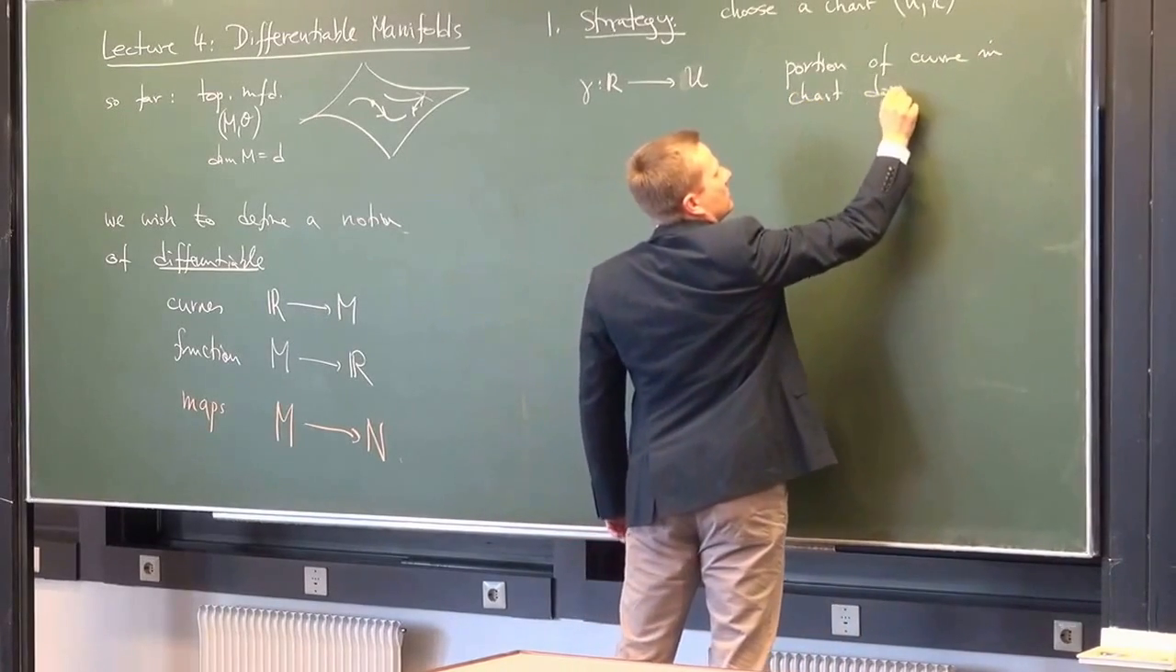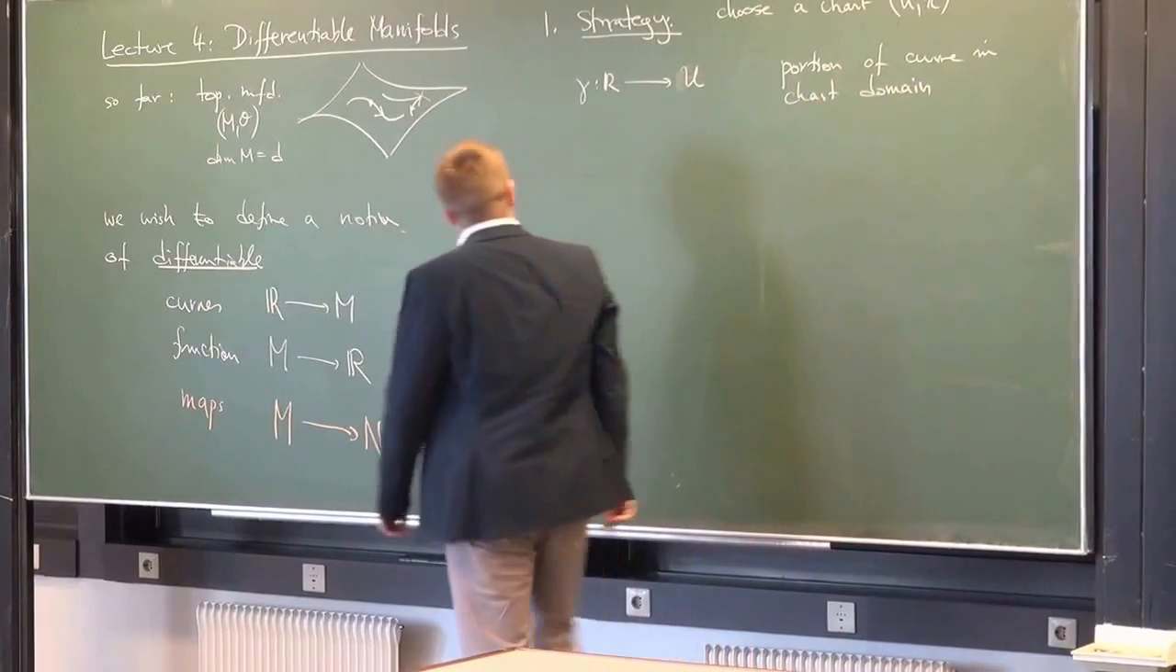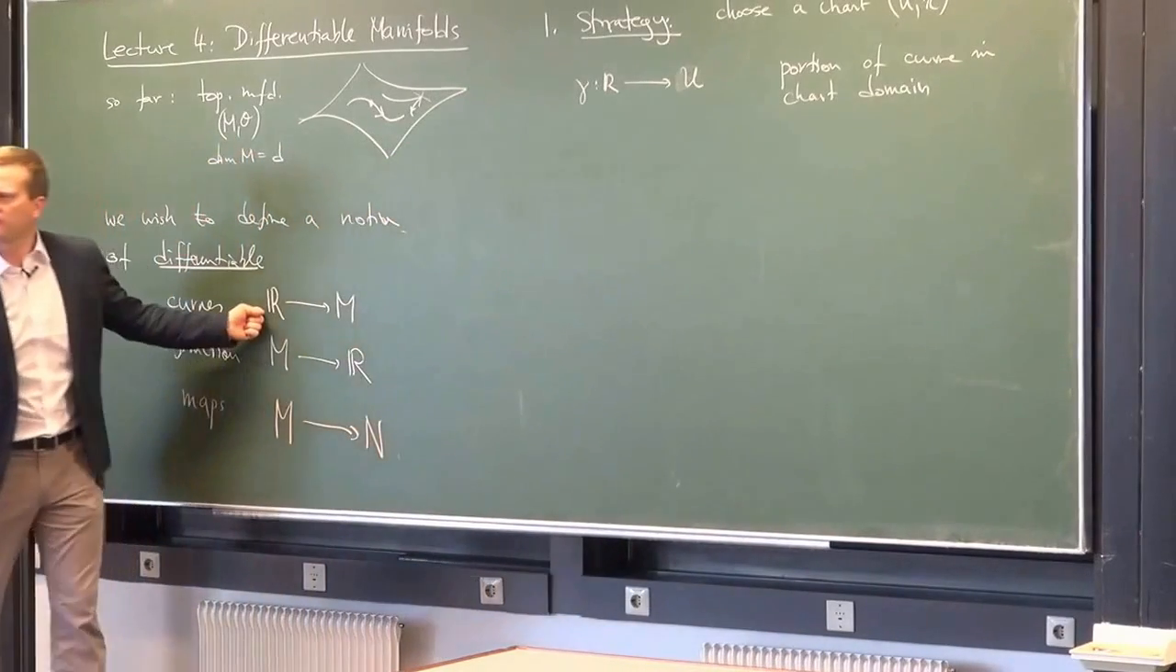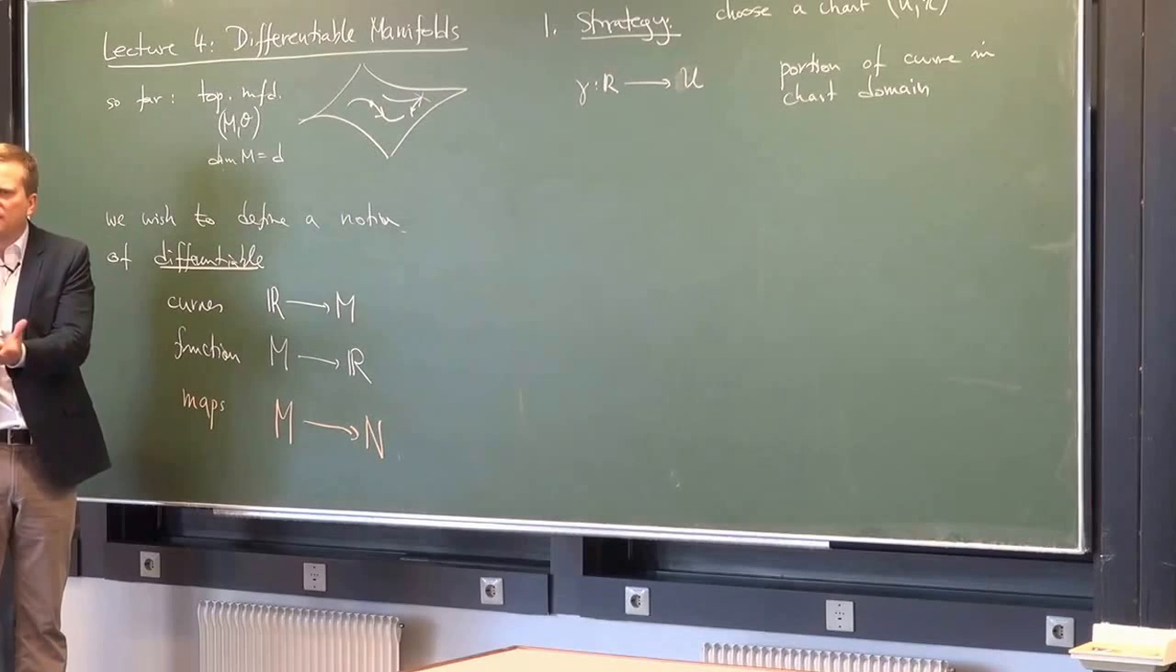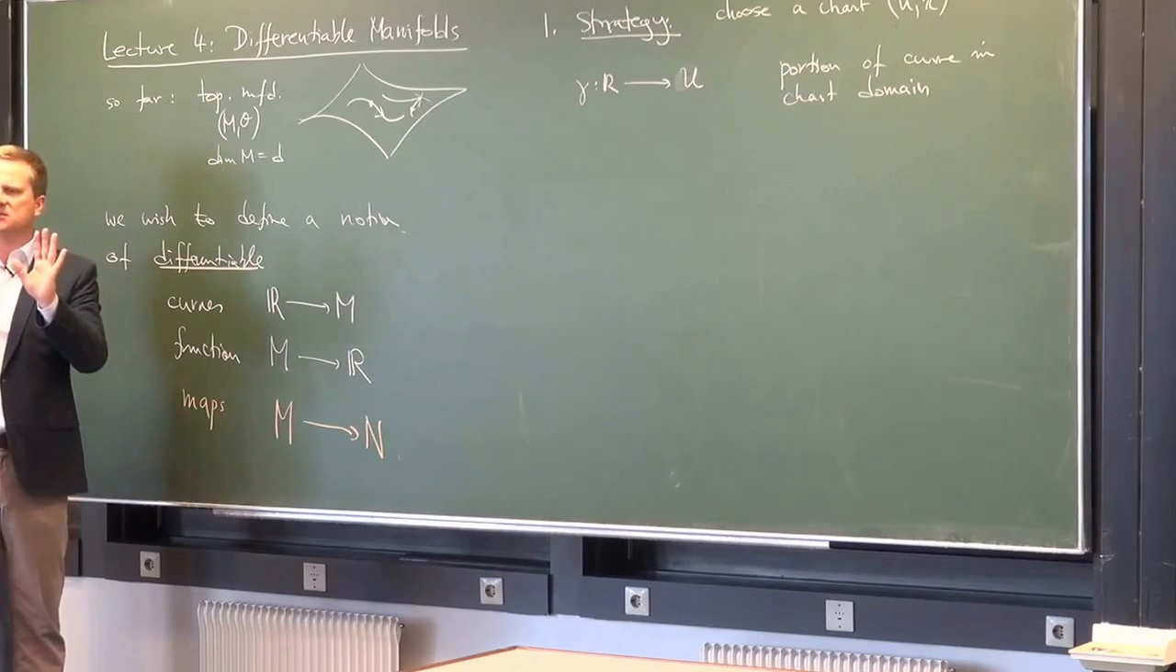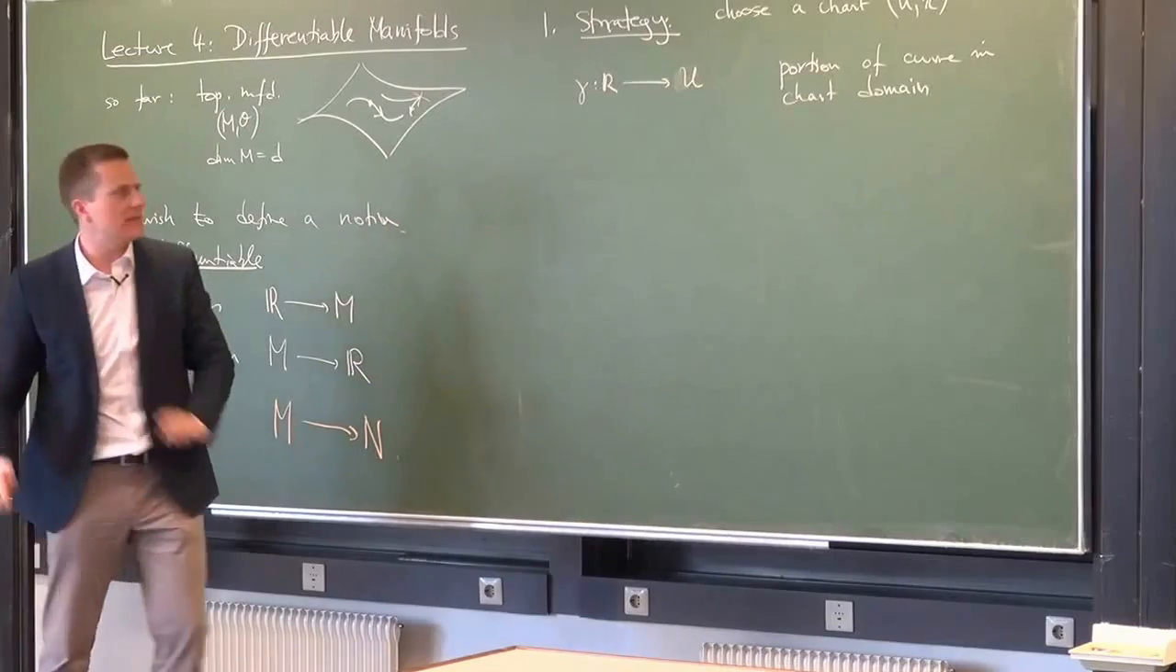You can say, well, that's not what we want. We don't want the portions that lie in a chart domain. We want the full curve. But let's do it in charts, and because chart domains cover everything, we can then compose the global notion from the local notion. That's the strategy. We try this and we'll see how it works.